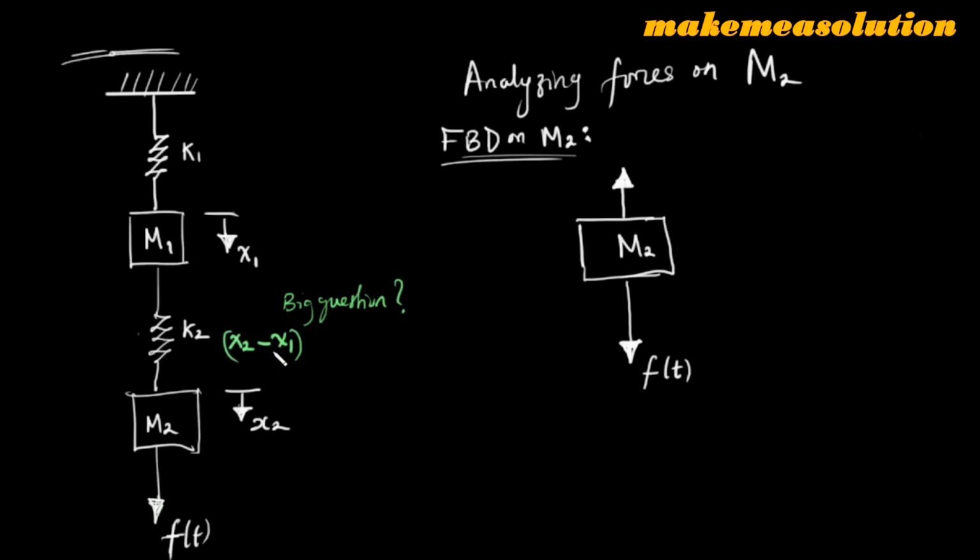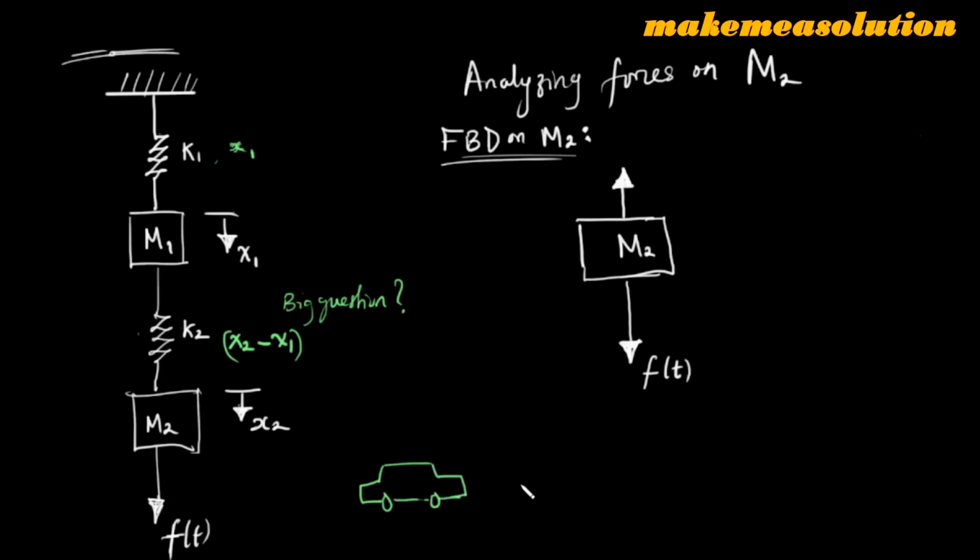The extension that is generated here is relative, while the extension generated in this particular spring is x1. The extension generated in this other spring is x2 minus x1. The best way for me to explain this is relative motion, relative velocity.